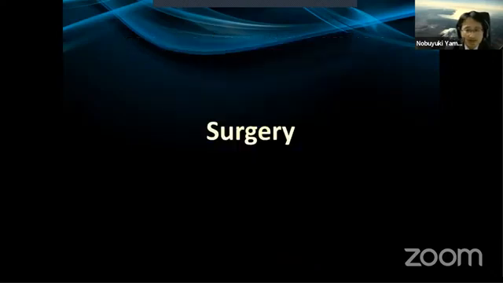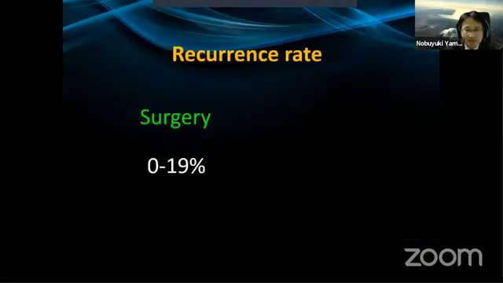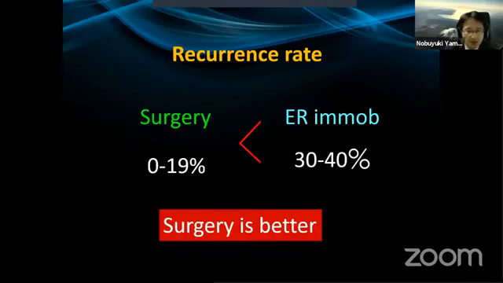Regarding surgery, arthroscopic Bankart repair is the gold standard procedure. The recurrence rate after surgery is 0 to 19%, whereas it is 30 to 40% after external rotation immobilization. If we consider only the recurrence rate, we can say surgical treatment is better.